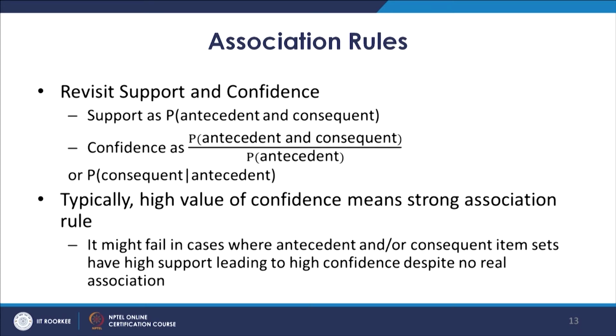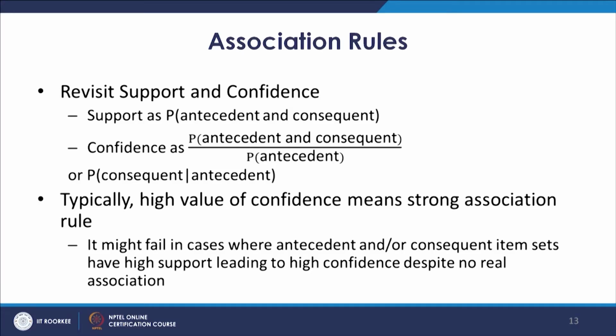And so, we can think about the probability in all the transactions that we have in the database. Support can be thought of as the occurrence of item sets belonging to antecedent and consequent in the whole database, among all the transactions. Similarly, confidence can be thought of as the probability of occurrence of antecedent and consequent item sets among the antecedent item sets. So, we can always think about these metrics, support and confidence, this way.